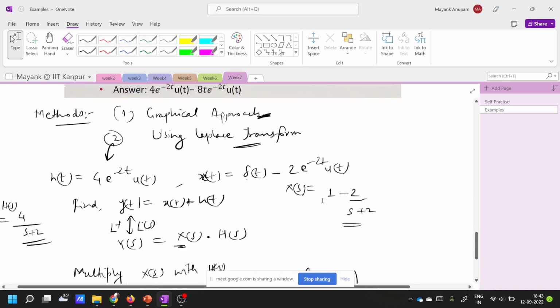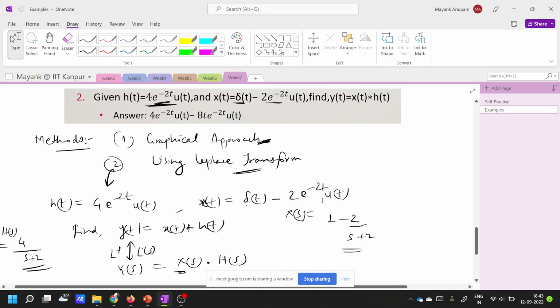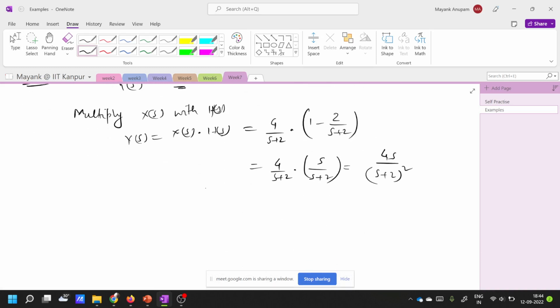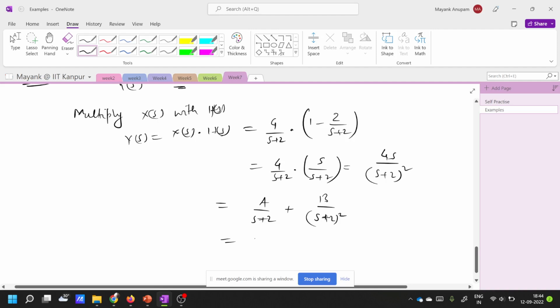Yes. I think I have made some mistake here. No, fine. Everything is right. What will you do now? Partial fractions. Correct. So tell me, what is the partial fraction of this? A by s plus 2 plus B by s plus 2 whole square. Very good. Nice. What are A and B? The value of A is 4 and the value of B is minus 8.